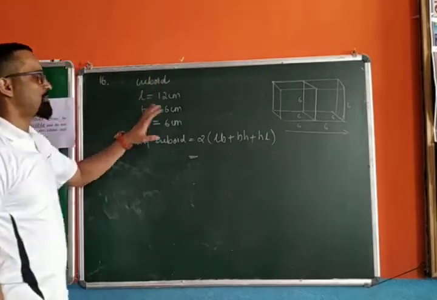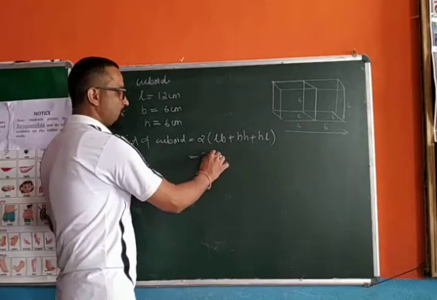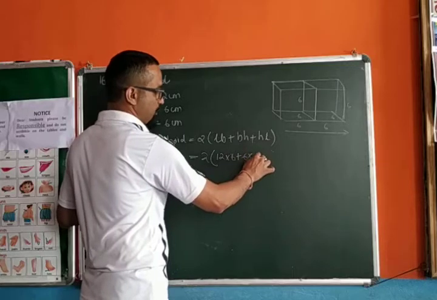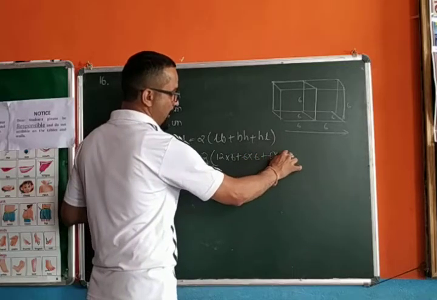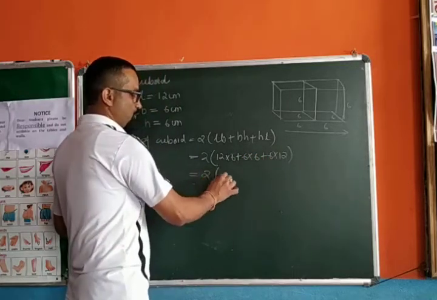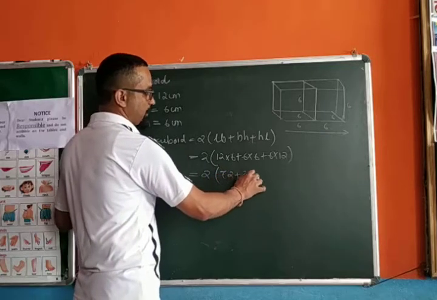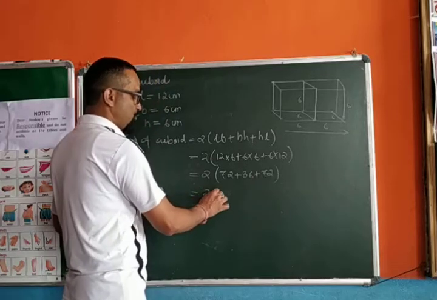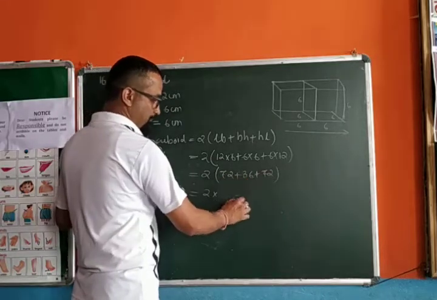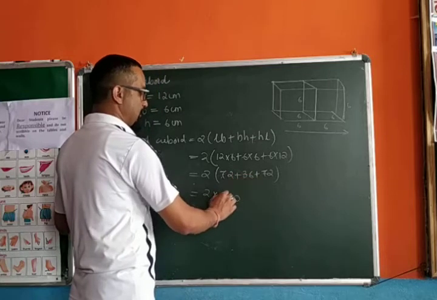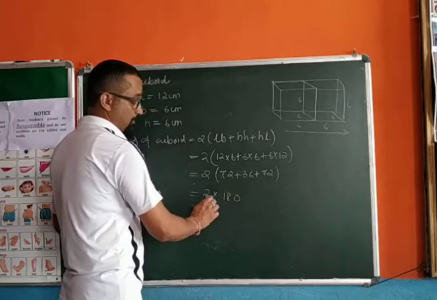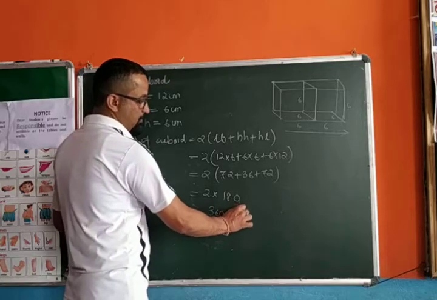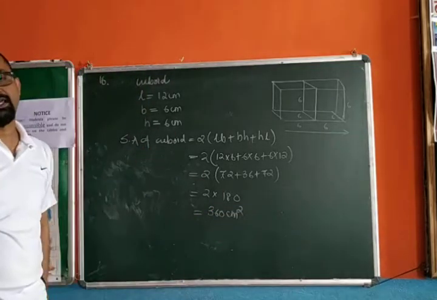You know the dimensions, substitute. 2 times length 12 into 6 plus 6 into 6 plus 6 into 12. 2 times 72 plus 36 plus 72. Add it up, you get 180. Multiply this by 2, you get 360 centimeter square. This is the surface area.